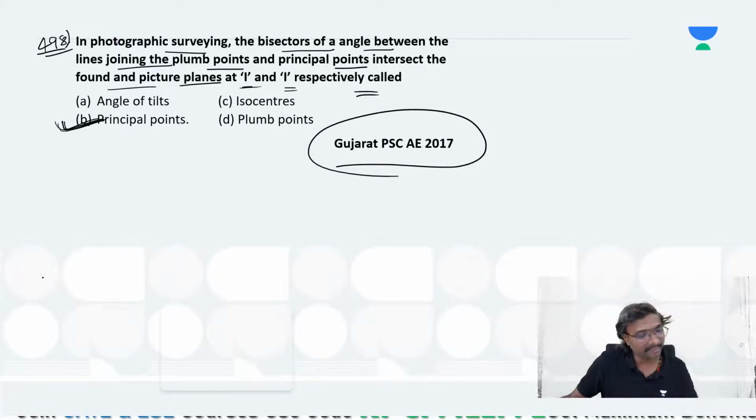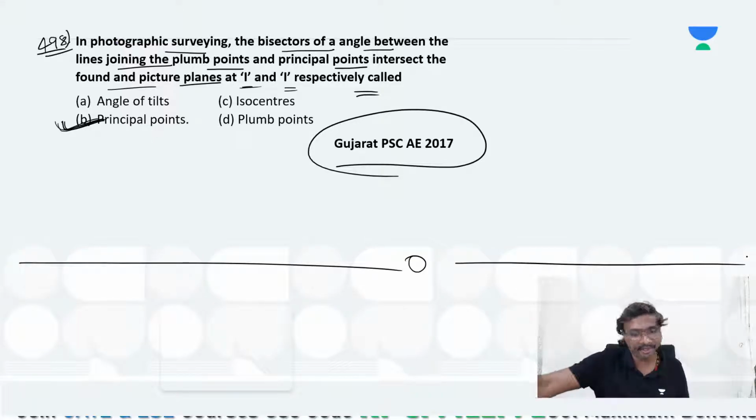Okay, so we'll be stopping here, and in the next class we'll be continuing, right? Again on Monday we'll be continuing the remaining questions on aerial photogrammetry. Thank you.